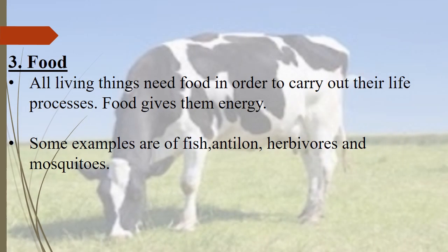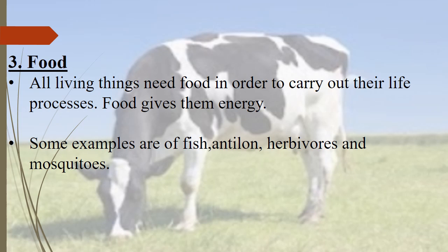Another function of living things is the search for food. All living things need food in order to carry out their life processes. Food gives them energy. Some examples of how living organisms get their food: the antlion builds a trap for ants, while fish swallow their food whole or in lumps. They do not chew the food.